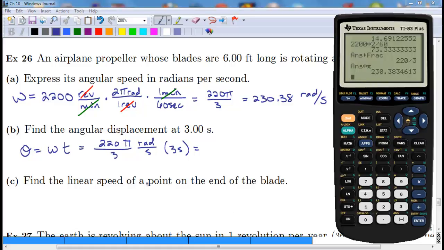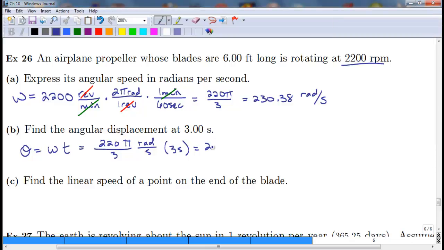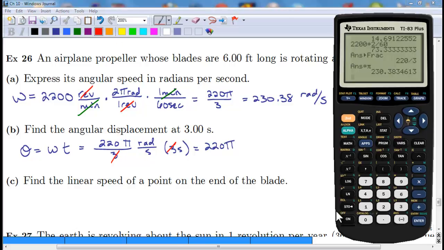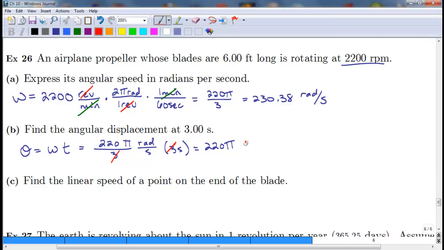If you were to find the exact answer in this case, it would end up just being 220 pi because the 3 up top would cancel with the 3 in the bottom. If you wanted the approximation, you could just take that 230.38 and multiply it by 3, and you get 691.2. And again, now we've converted it to just radians. That's our angular displacement. The seconds here cancel out with the seconds there.